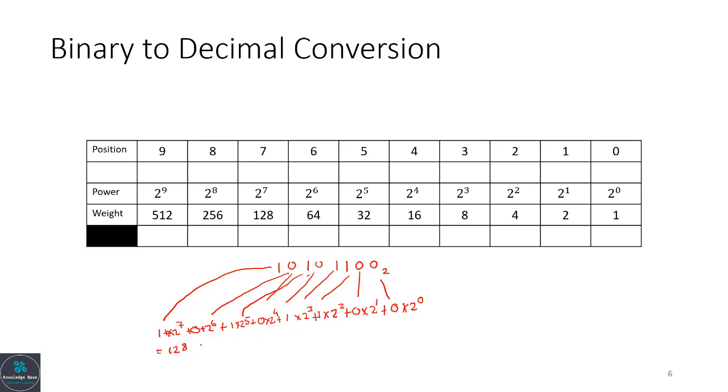128 plus 2 to the power 5 is 32, plus 2 to the power 3 is 8, plus 2 to the power 2 is 4, and the rest of the part will be 0. So we will get 160 plus 8, 168, plus 4, 172. Is that clear? So this is the decimal equivalent of this binary number.